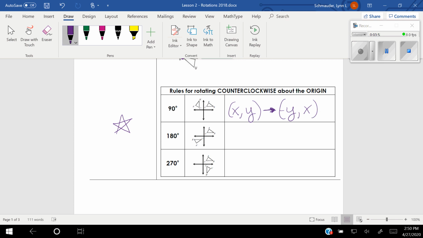If we're going 180 degrees counterclockwise about the origin, but when you think about it, does it really matter if I go clockwise or counterclockwise in the 180 degrees? I don't think so. Okay, our rule is going to be negative x, negative y, and we'll do some examples here in a minute, and you'll see how this plays out. Okay, and if we do 270 degrees counterclockwise about the origin, the rule will be y.